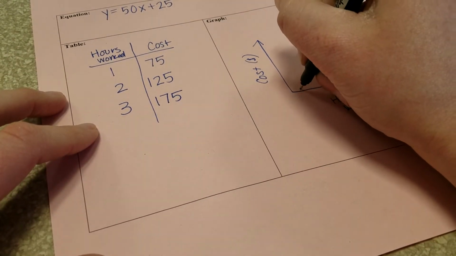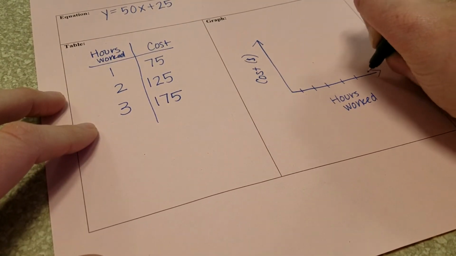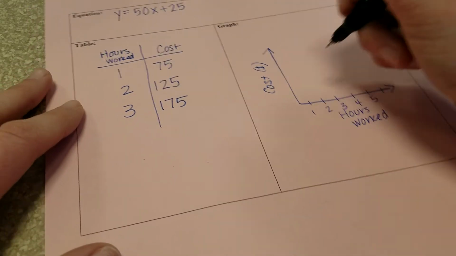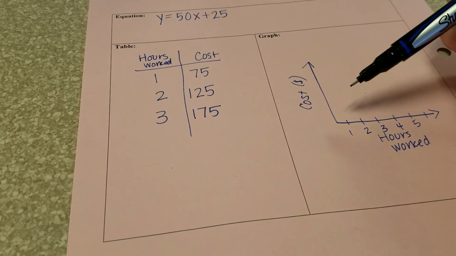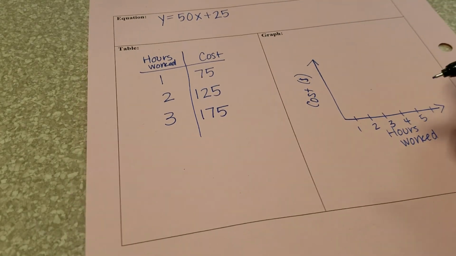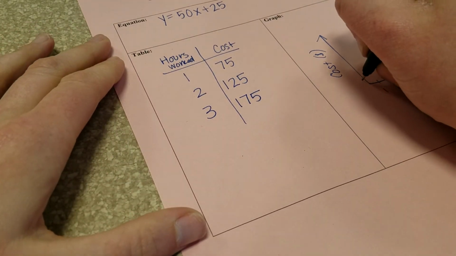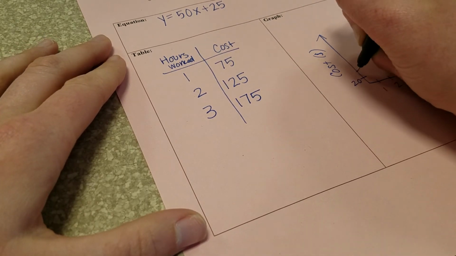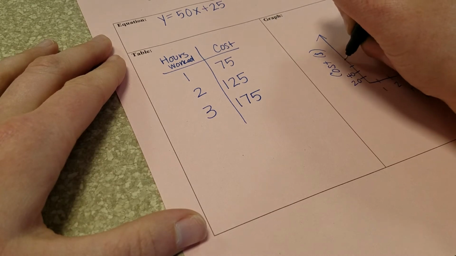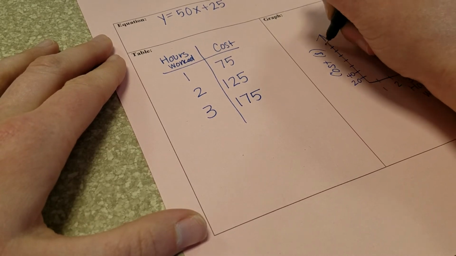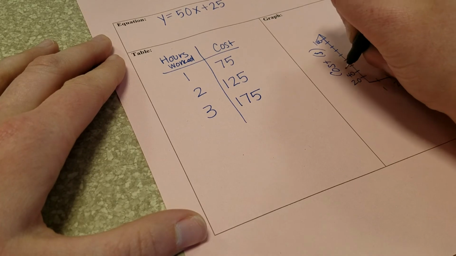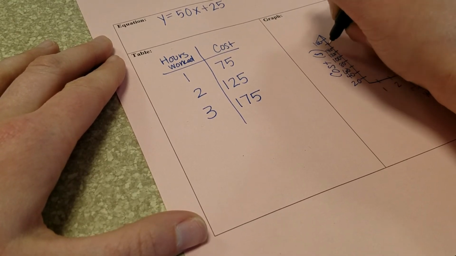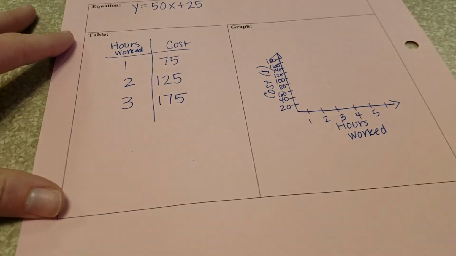So hours worked, I'm just going to go ahead and divide these up. 1, 2, 3, 4, 5. And for our cost, I'm going to have to start at 0 on my chart, but I do need to go up to 175. So let's just go up by 20s. So it's 20, 40, 60, 80, 100, 120, 140, 160. So we're going to go ahead and plot these.